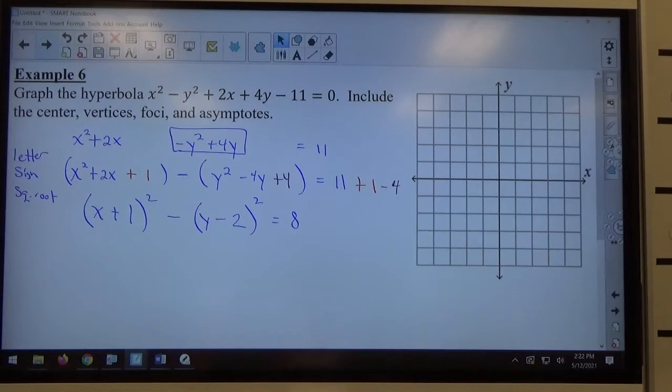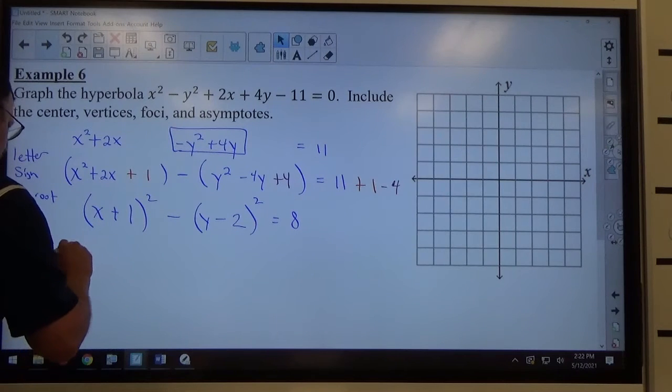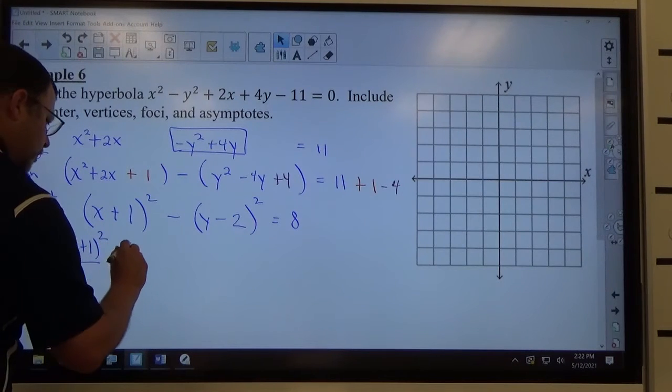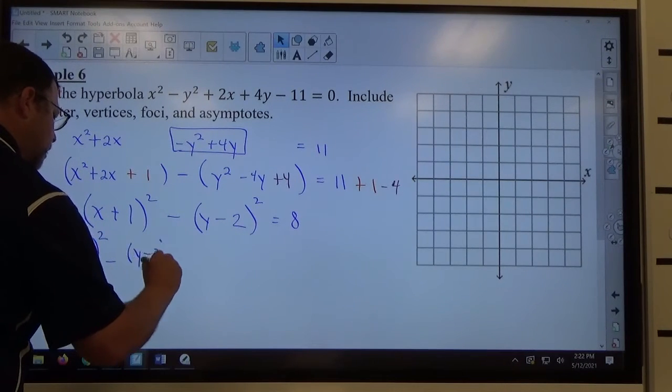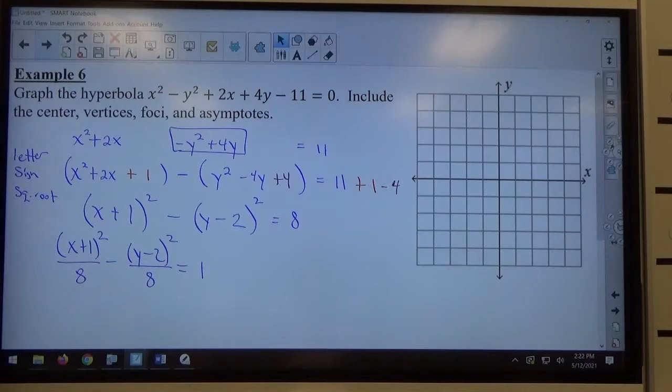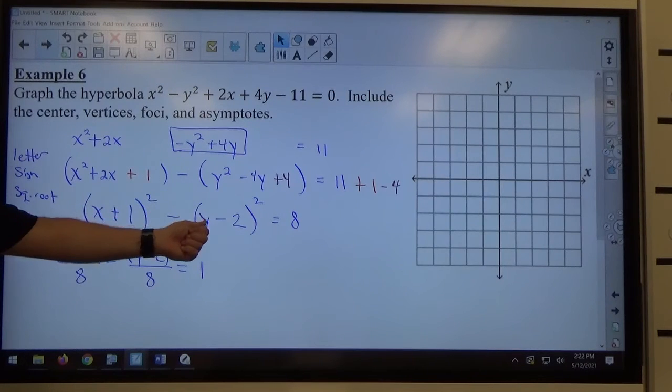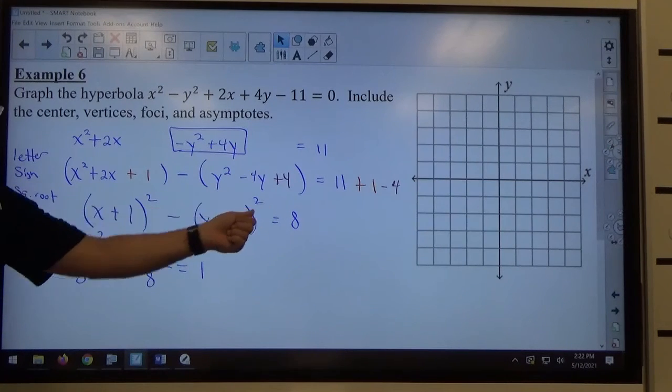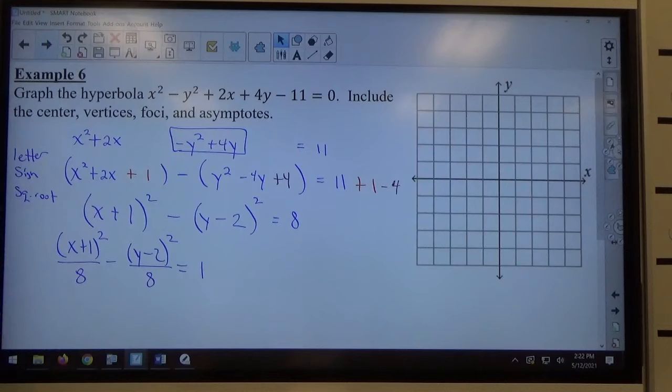So my final step, divide everything by 8, right? So I'm going to get parentheses x plus 1 squared over 8 minus parentheses y minus 2 squared over 8 equals 1. Notice I'm dividing by a positive, so positive divided by positive keeps that positive. Negative divided by positive keeps that negative. 8 divided by 8 is just 1. And at this point, there's no numbers out in front of the parentheses, so everything's fine the way it is. No reductions necessary. We are currently in standard form.